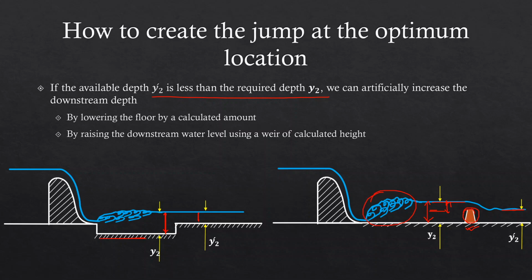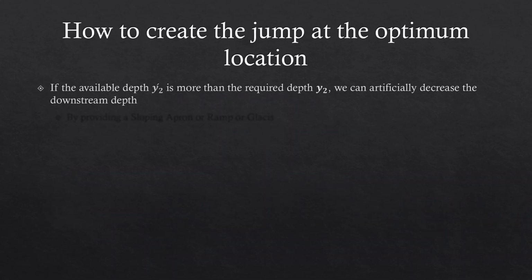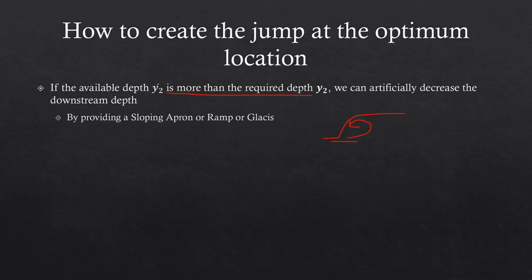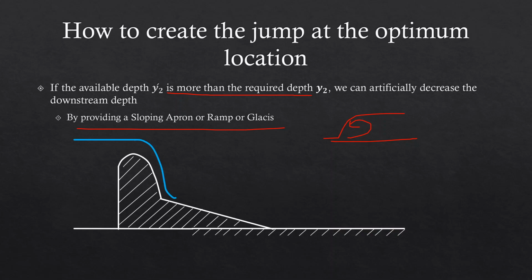The other situation is that if the available depth is more than the required depth, so in that case we need to artificially decrease the downstream depth. Otherwise, a submerged jump will form, those rolling currents will form, and the energy will not be properly dissipated. So that can be done by providing a sloping apron or a ramp or glacis. They're all the same things with different names. So if this is the spillway, the bottom of the spillway is provided with this kind of a sloping apron, which is also called a glacis or a ramp.